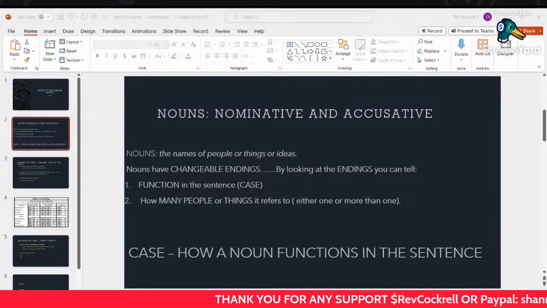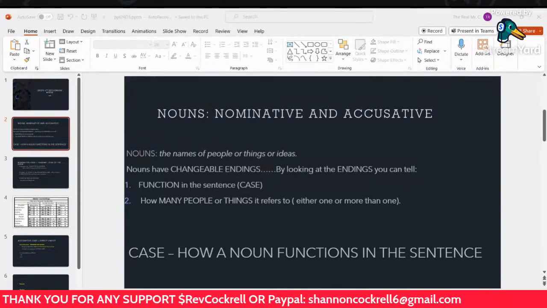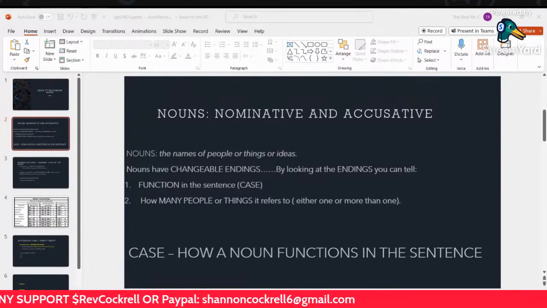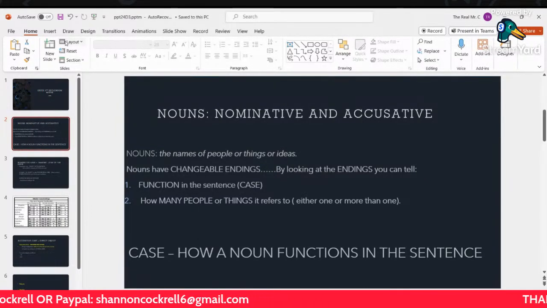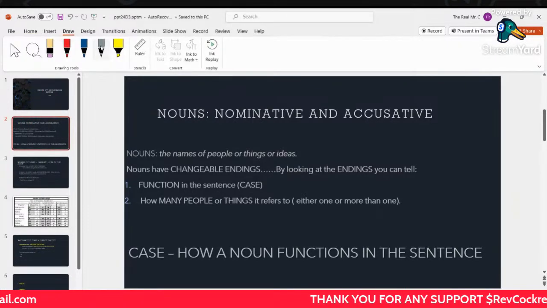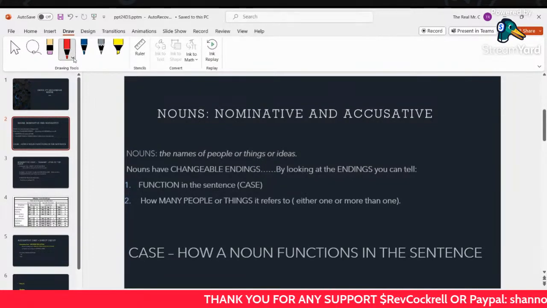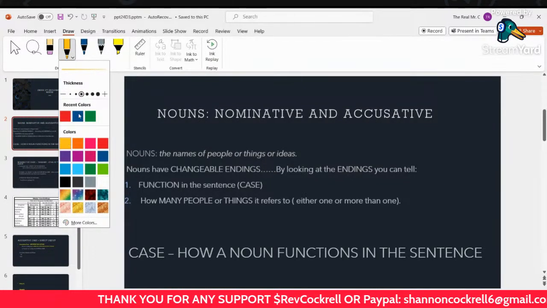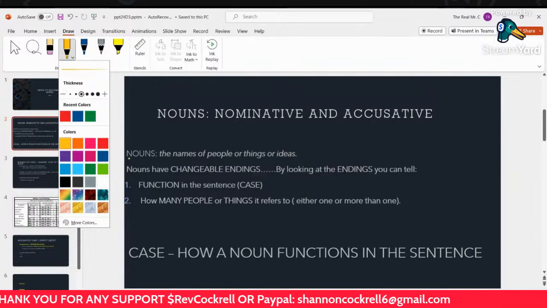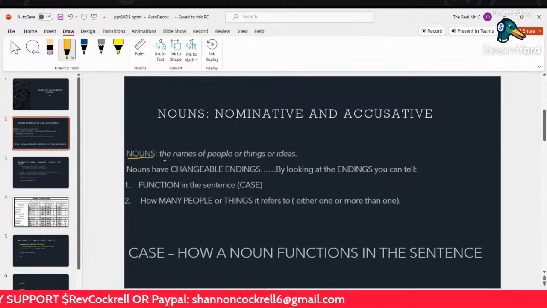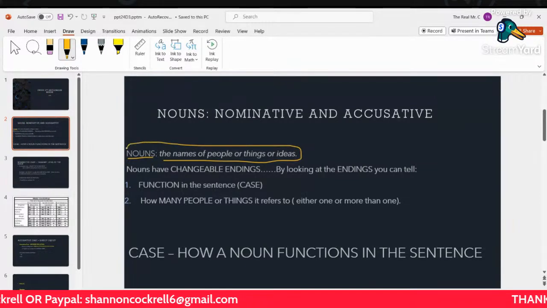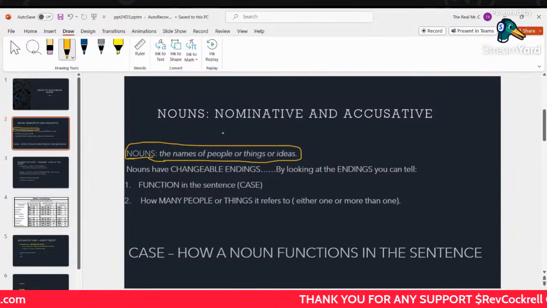So the noun, we have to remember nouns name person, place, or thing. Let's go. So nouns are persons, places, or things in English and in Greek.